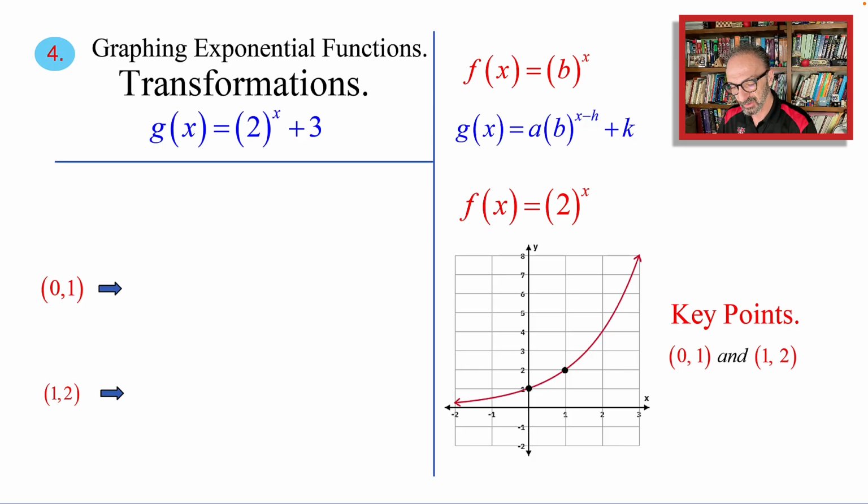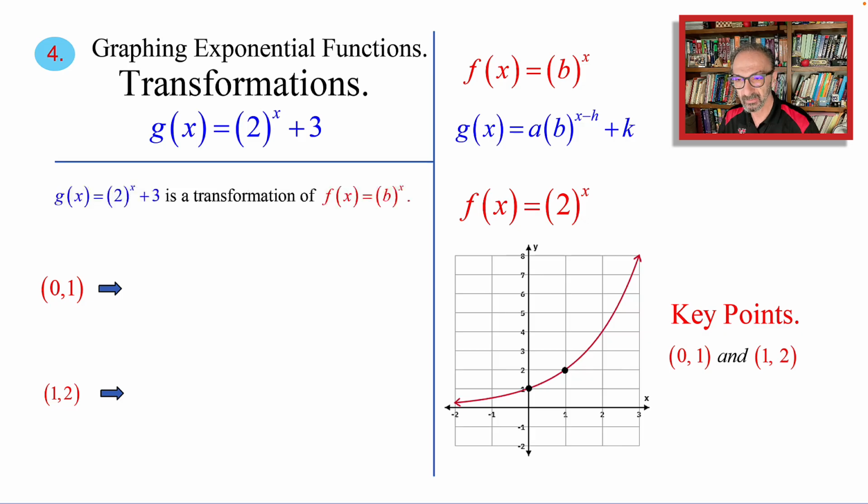The transformation that is taking place here is k equals 3. Just like the vertex form, when k equals 3, the graph is going to go up 3 units. So this point will go up 3 units, and this point will go up 3 units, which means the y value will increase 3 units.